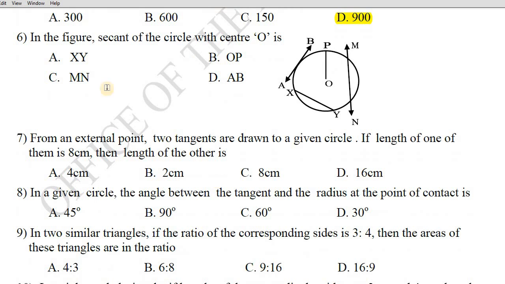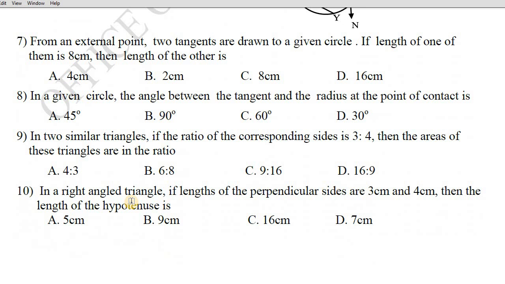Next, let us see another question, children. In the figure, secant of the circle with center O is. Options are XY, OP, MN, AB. So here, see the first option, XY. XY is a chord, children. It is not a secant. OP is a radius. Next, third option is MN. Yes, MN is a secant because it is a line intersecting the circle at two different points. And AB is a tangent. They have not asked to identify the tangent, hence here the correct option is C, that is MN.